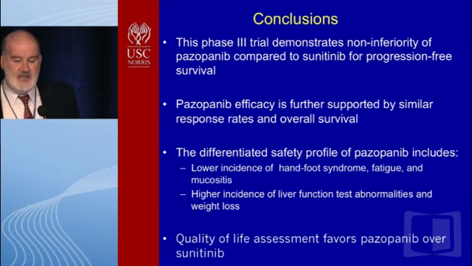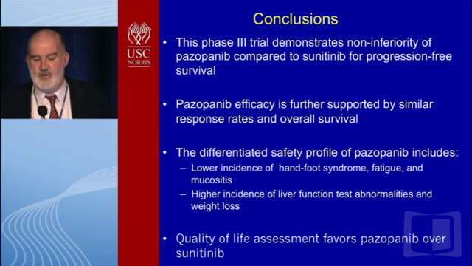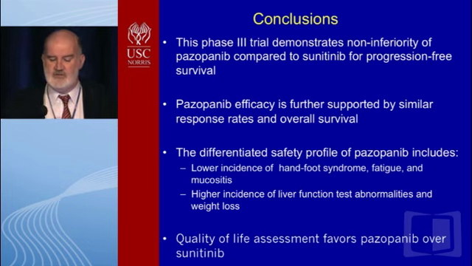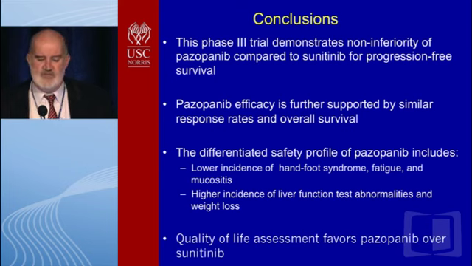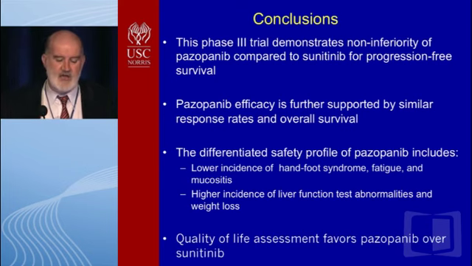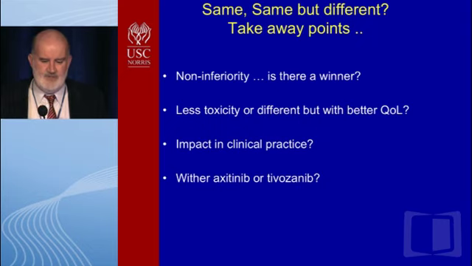So the study demonstrates non-inferiority for pazopanib compared to sunitinib. The data support that pazopanib has similar efficacy in terms of response rates and overall survival, and there's a differential safety profile between the two drugs that leads us to make an assessment as to what the relative risks are for our patients. And the quality of life assessment favours pazopanib over sunitinib. I agree that it does, but I think that the way they did it perhaps was a bit skewed.